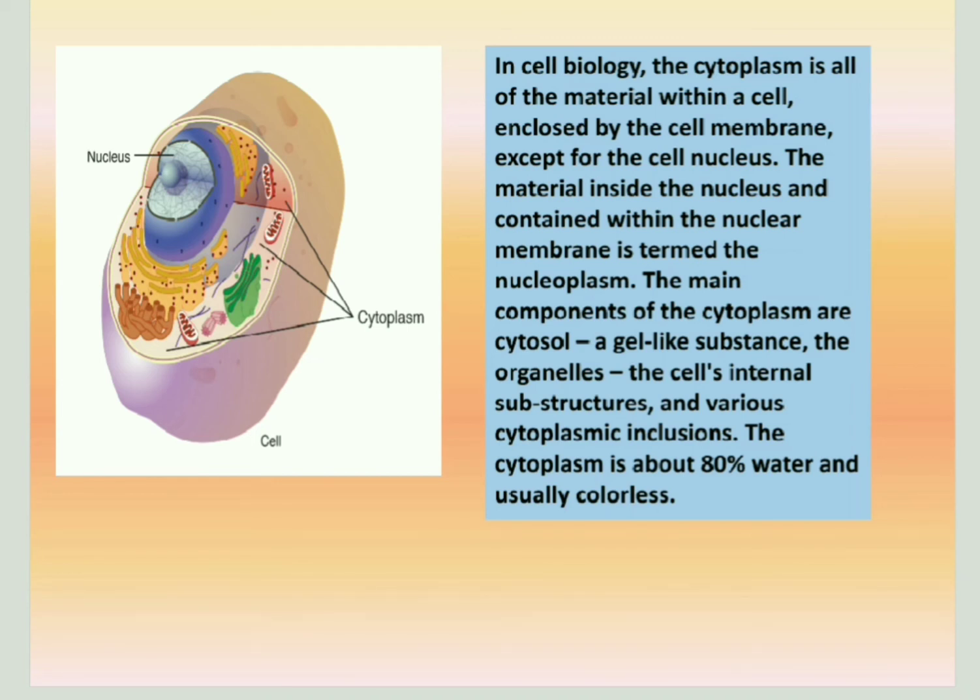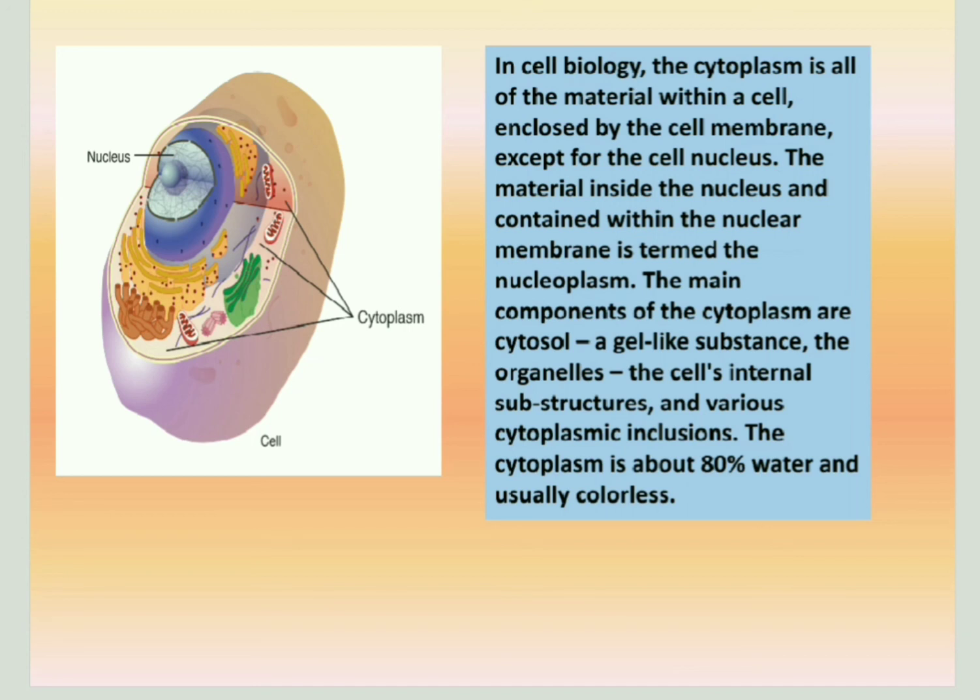The material inside the nucleus and contained within the nuclear membrane is termed the nucleoplasm. The material which is within the cell is cytoplasm, and for the nucleus it is nucleoplasm. The three main components which constitute the general structure of a cell are the cell membrane, the cytoplasm, and the nucleus.